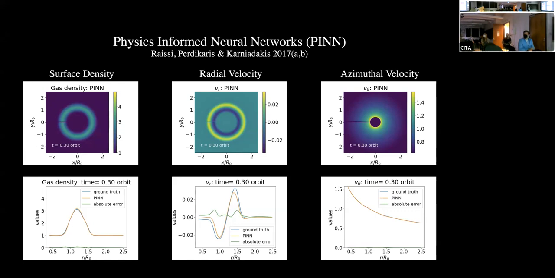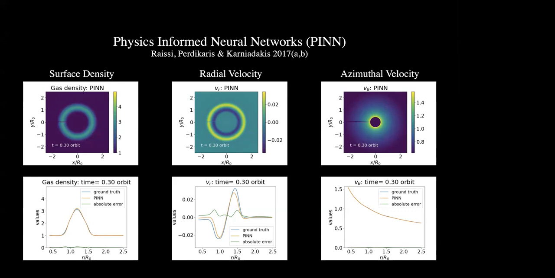We have a question in the chat from Taylor. For your experiments with neural networks, I assume they are faster than traditional hydro simulations. If so, how many times faster?